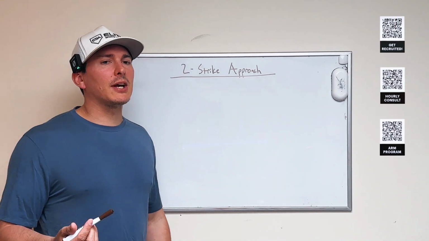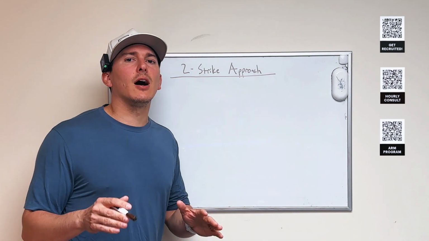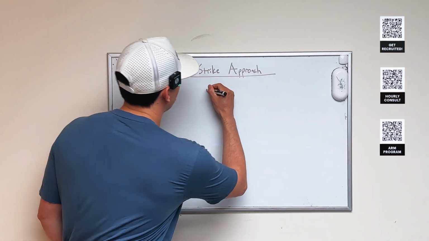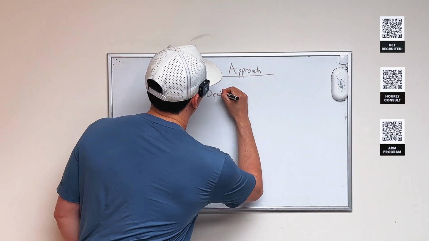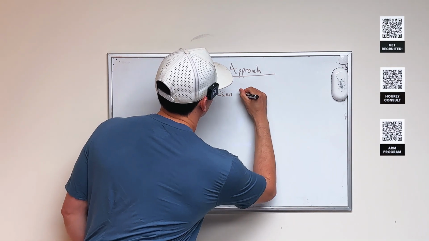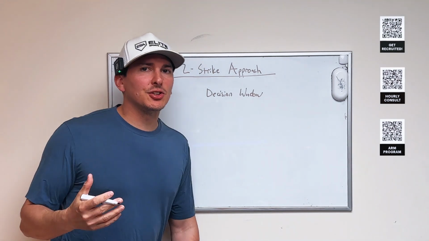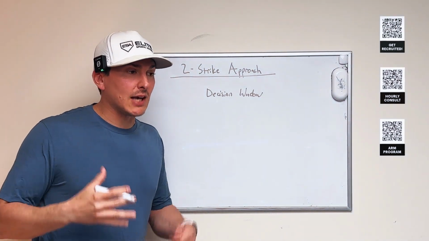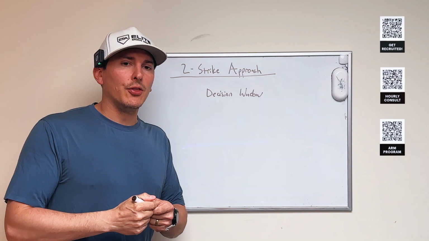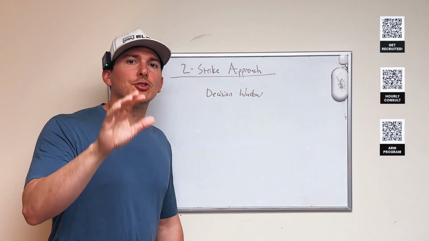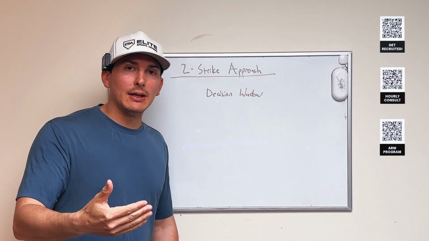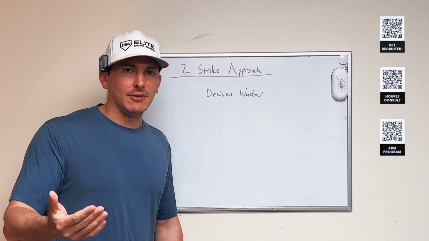So, two-strike approach, the first thing I like to talk about with two-strike approach is the decision window. Now, the decision window to me, and this is how I define it, is the window in which you make your decision to swing, to take, stuff like that.